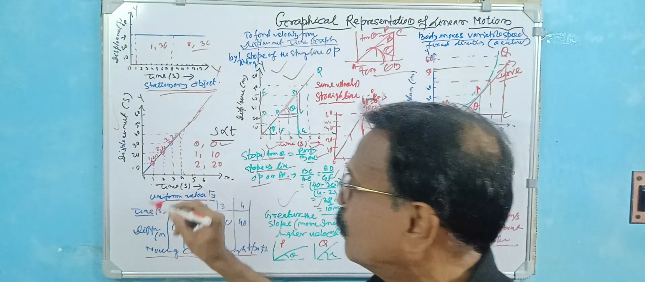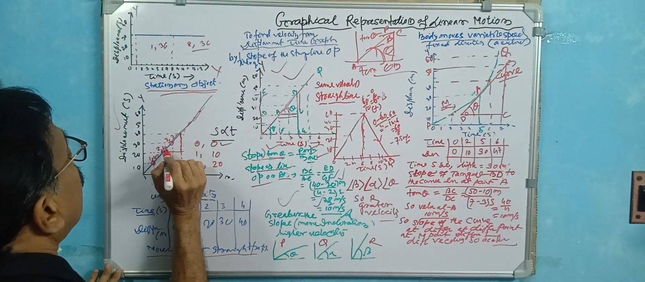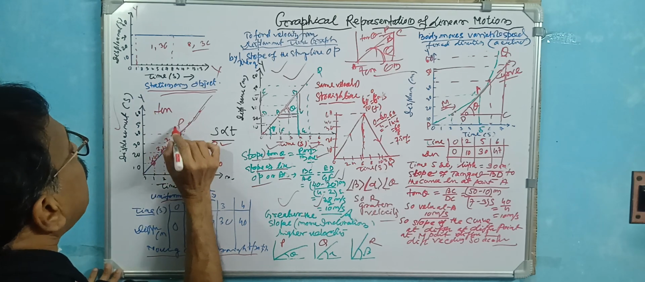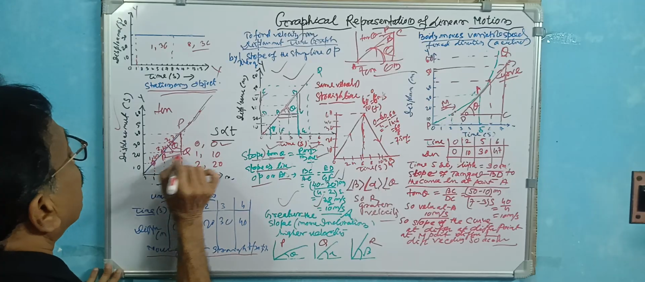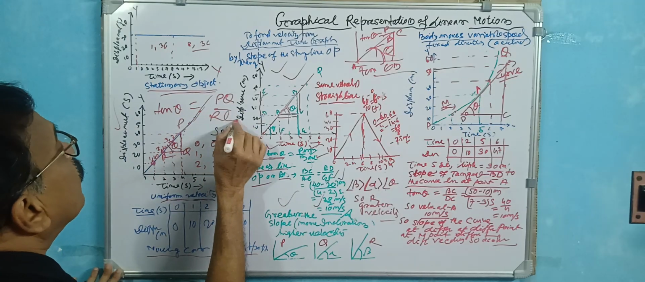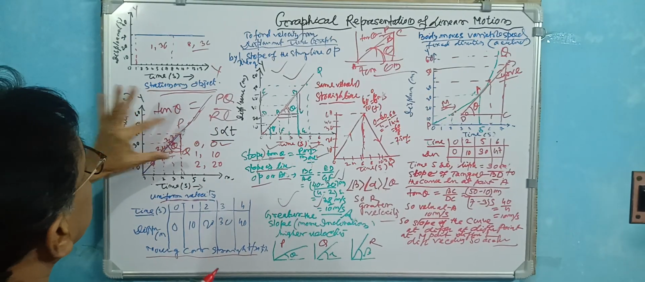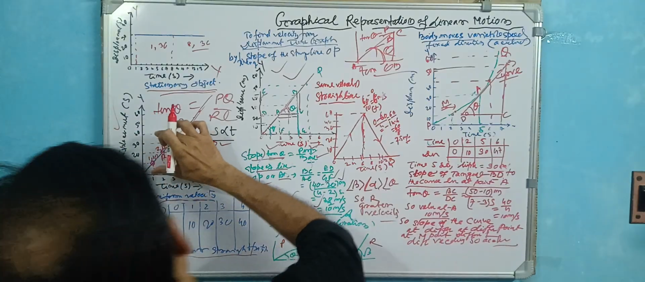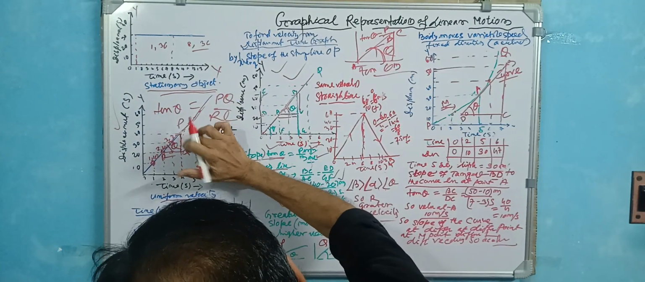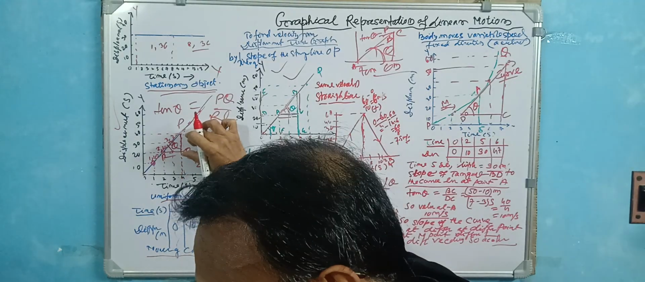You just draw a slope from here. Suppose you draw this. What is the slope? This is theta. So tan theta. Suppose this is P, this is Q, and this is R. So tan theta is PQ by RQ. What is the distance? The total is 40, and out of this, 20. So the distance is 40 minus 20, 20.